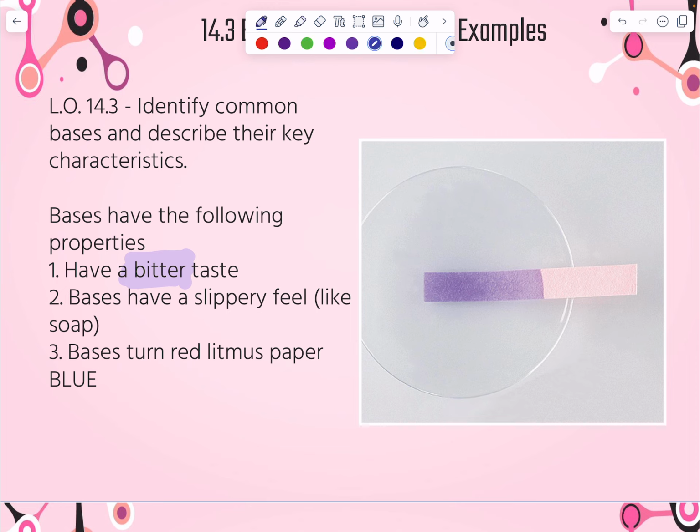But one thing that bases definitely do is they feel slippery like soap, and that's because bases are a component of soap, and bases turn litmus paper blue. And so we can remember bases and blue go together. So then we know acids turn litmus paper red, bases turn litmus paper blue, bases blue.